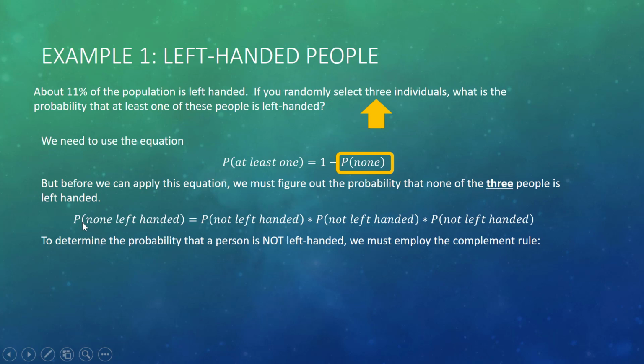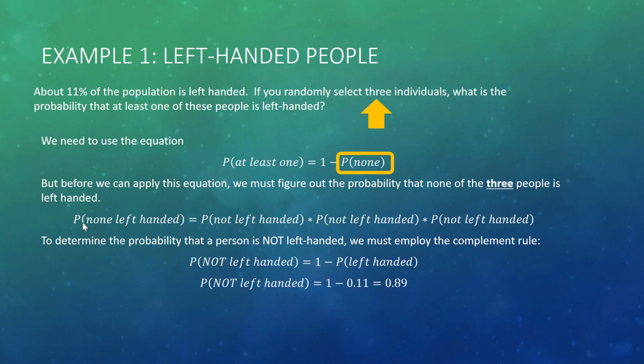But what's the probability that somebody isn't left-handed? Well, we know the probability that someone is left-handed is 11%, so we can apply the complement rule and find out that if about 11% of the population is left-handed, that means about 89% of the population is right-handed. So putting this value of 0.89 into that equation, we have 0.89 times 0.89 times 0.89.